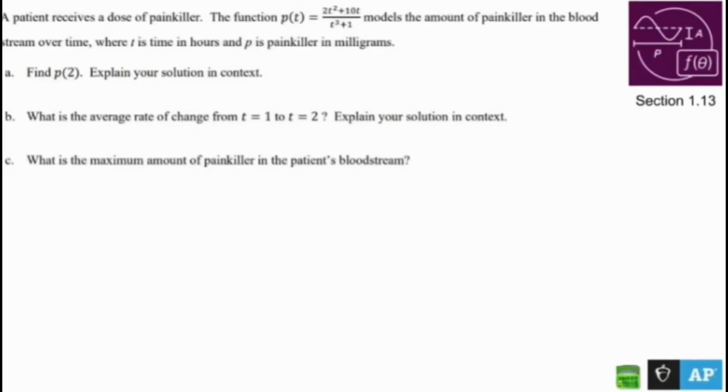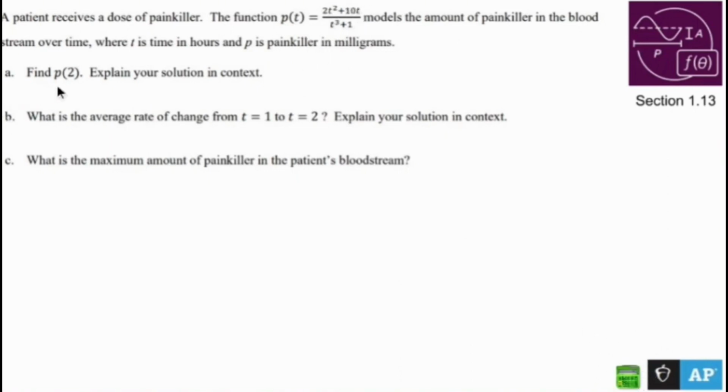A patient receives a dose of painkiller. The function p of t equals, in the numerator, 2t squared plus 10t, denominator t cubed plus 1, and it models the amount of painkiller in the bloodstream over time. T is hours. P is painkiller in milligrams. It's a calculator problem. We're going to need it with this ugliness.